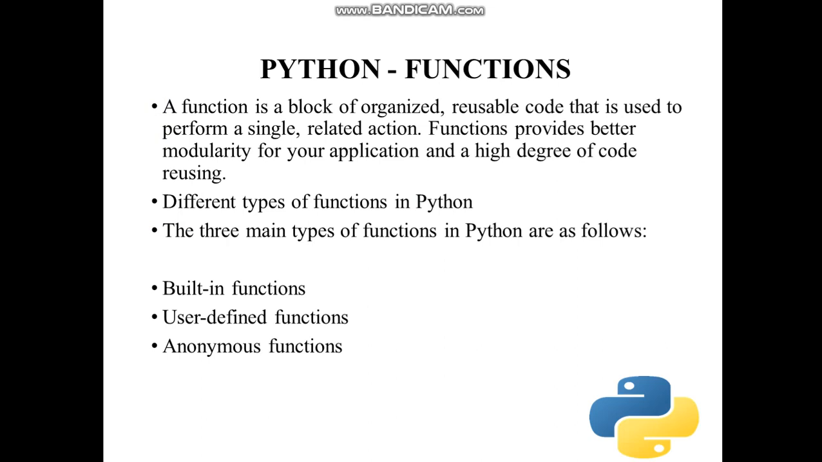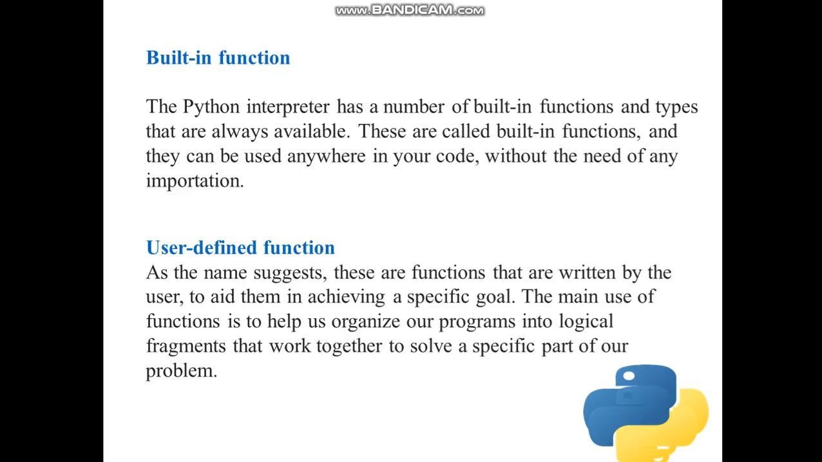Different types of functions in Python are built-in functions, user-defined functions, and anonymous functions. Built-in functions: the Python interpreter has a number of built-in functions and types that are always available. These are called built-in functions and they can be used anywhere in your code without the need of any importation. Next is user-defined function. As the name suggests, these are functions that are written by the user to aid them in achieving a specific goal. The main use of function is to help us organize our program into logical fragments that work together to solve a specific part of our problem.